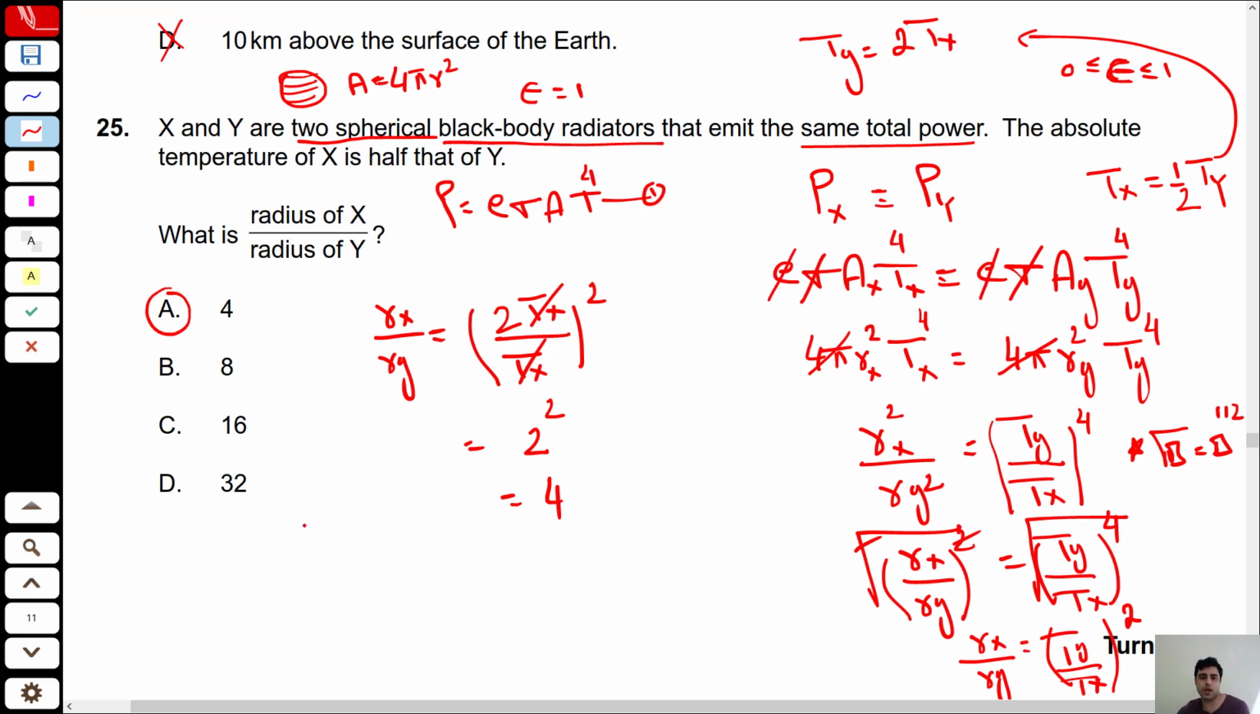Okay. Alright. Now just be careful here that square root of to the power of 4 is just 2, because 4 times half is 2.